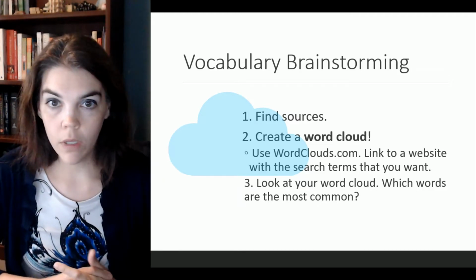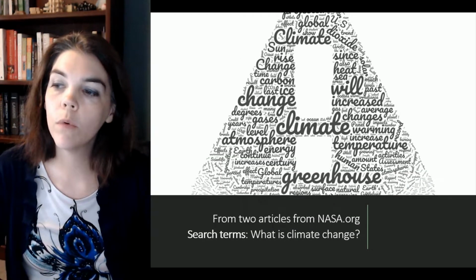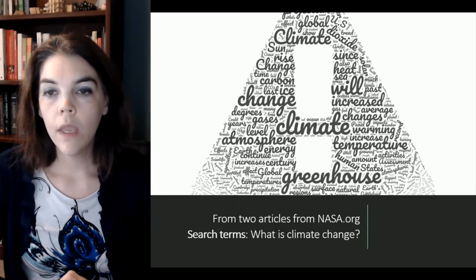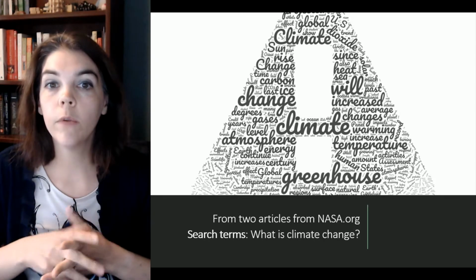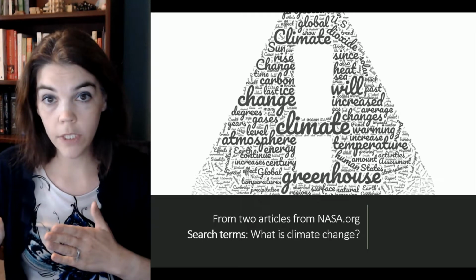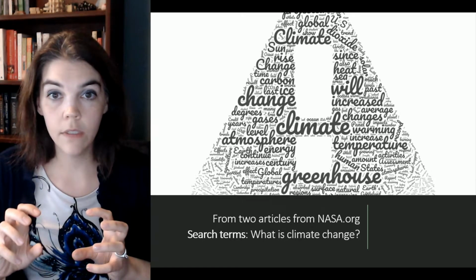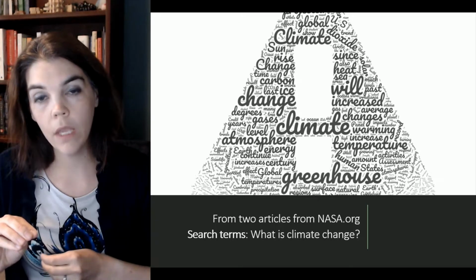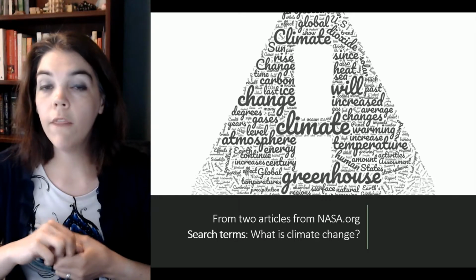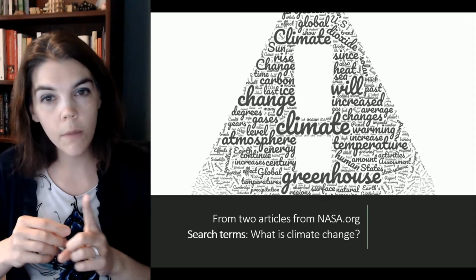So what is a word cloud? Let me show you, and then I'll show you how to make one yourself. So here is a word cloud. I took 2 articles from nasa.org, and I found these articles by searching for what is climate change. So what I did for this particular visual, this word cloud, I copied and pasted the text into a Word document because I wanted the word cloud to analyze 2 web pages. And then I uploaded that file into wordclouds.com. Okay, so let me show you how we do that.